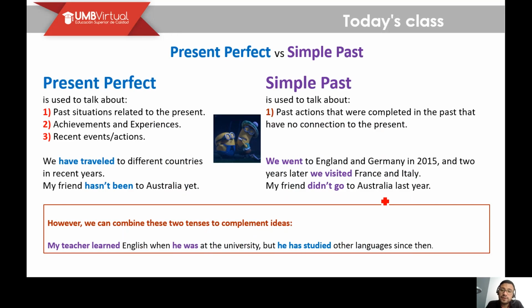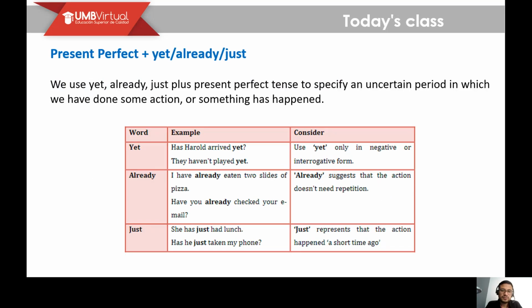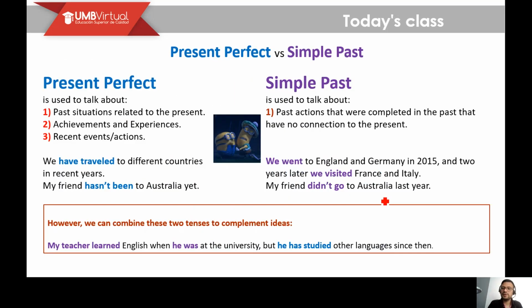In the present perfect versus the simple past. Ok, ya terminamos present perfect, pero vamos a hacer como un énfasis entre simple past y present perfect. Present perfect is used to talk about past situations related to the present, achievements, experiences, and recent events. But the simple past is used to talk about past situations that were completed in the past and have no connection with the present. ¿Sí? Entonces, pasado simple, algo que pasó, terminó, no se conecta con el presente, pero hay otras que sí, como el presente perfecto, como cosas que se hacen y que tienen una repercusión en mi presente.